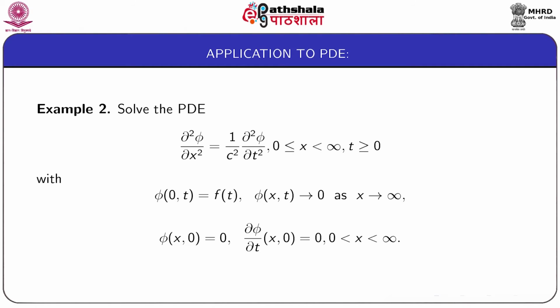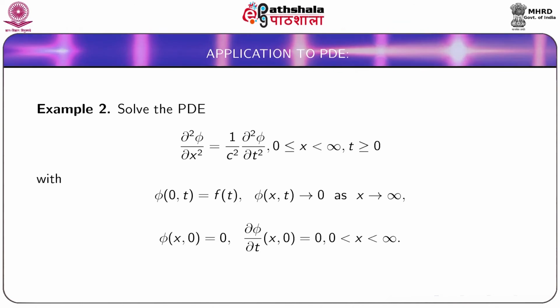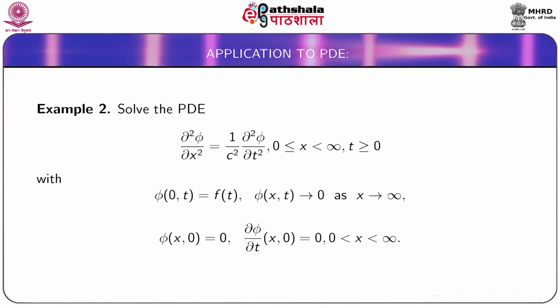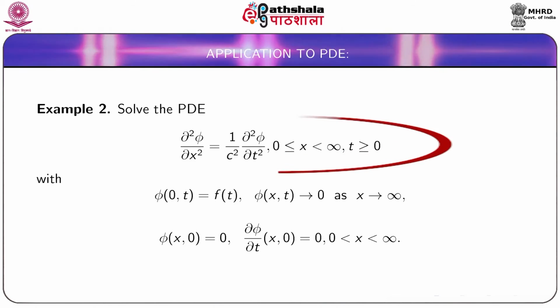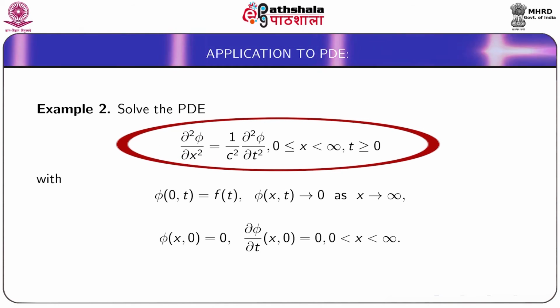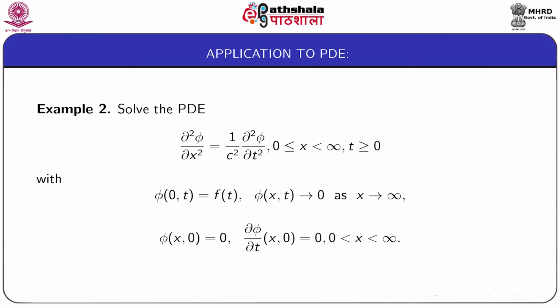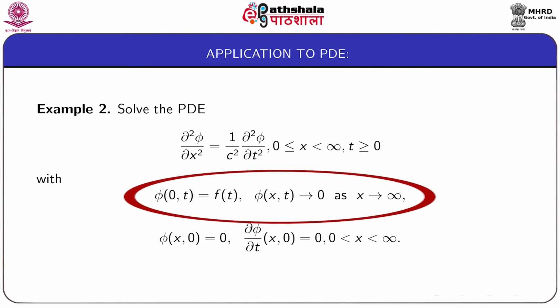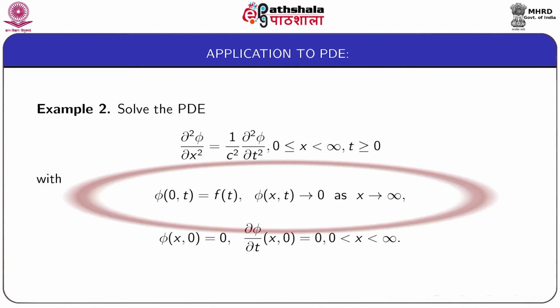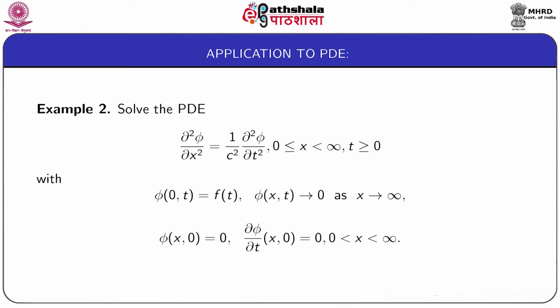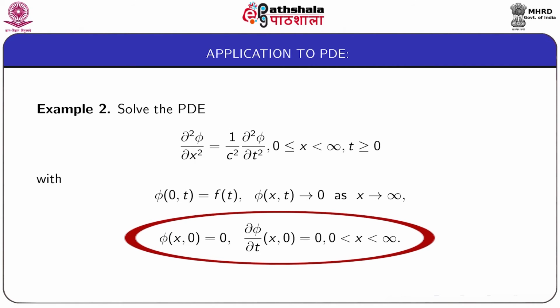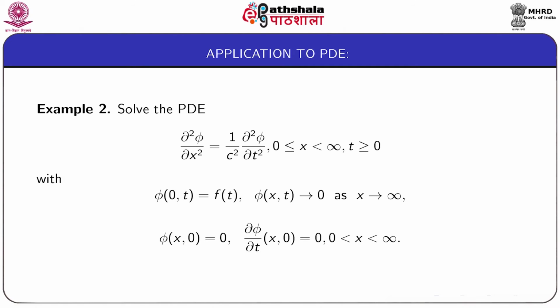Next we consider example 2. Here we consider the boundary value problem where the unknown function phi, which is a function of x and t, satisfies the wave equation given by del square phi by del x square equal to 1 by c square del square phi by del t square, x lying in the interval 0 to infinity and t greater than or equal to 0, with the conditions phi at x equal to 0 is f(t), where f(t) is a known function, phi(x,0) is 0, phi(x,t) tends to 0 as x tends to infinity, and del phi by del t at t equal to 0 is 0, where x is from 0 to infinity.